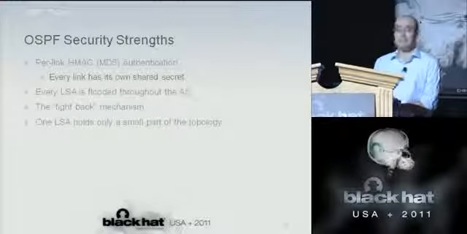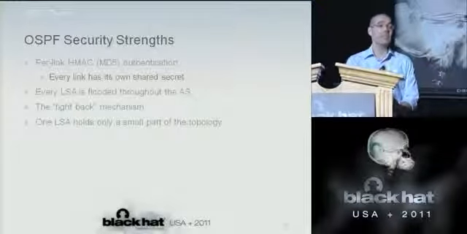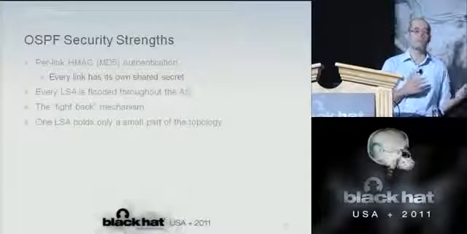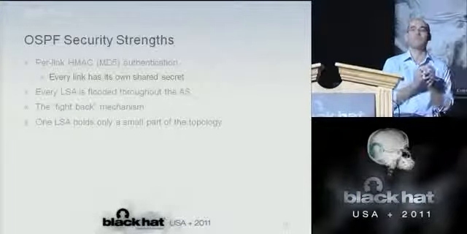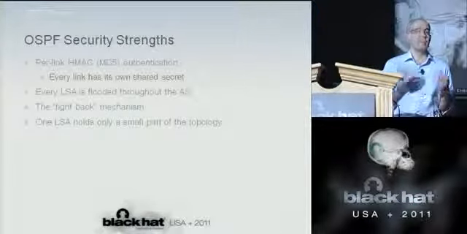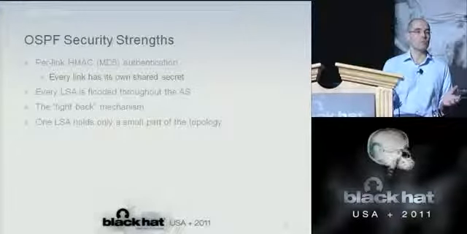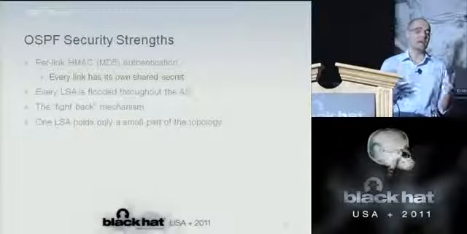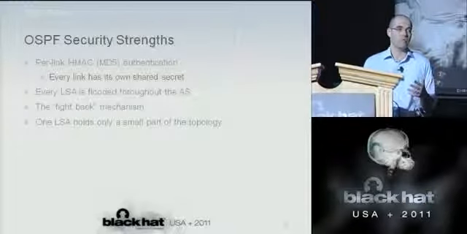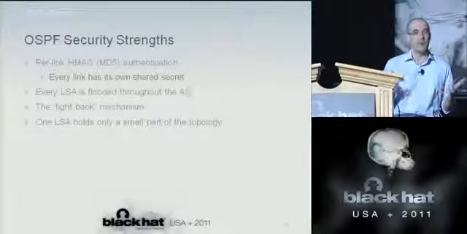Another security strength is that one LSA holds only a small part of the topology. This means that even if an attacker somehow managed to persistently spoof or falsify the LSA of another router, it only managed to falsify a small part of the autonomous system topology. And it hardly means that he gained significant control over the router's view of the autonomous system topology, or over the routing table of the victim routers. In order to do that, he has to falsify many LSAs by many routers.